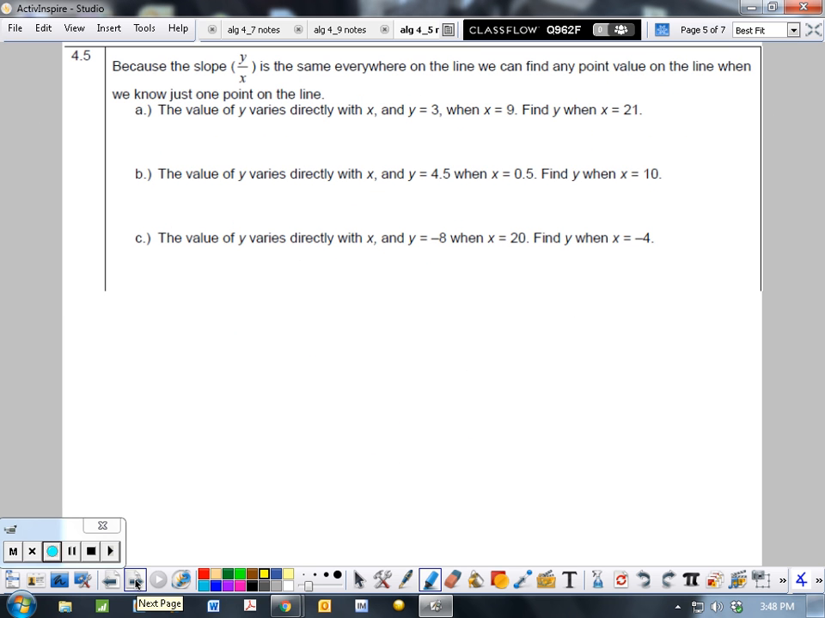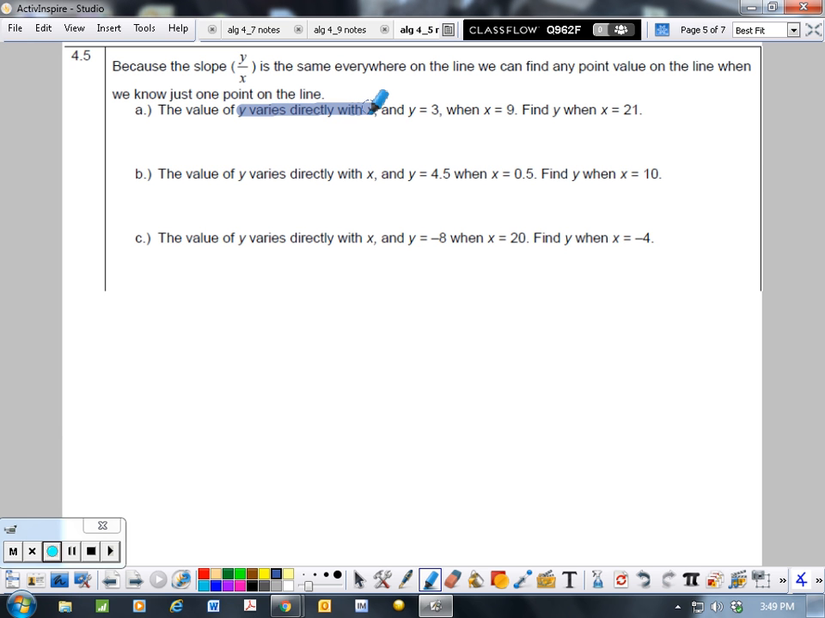Okay, because the slope is the same everywhere on the line, we can find any point value on the line when we just know one point. I know that they tell me that y varies directly with x.